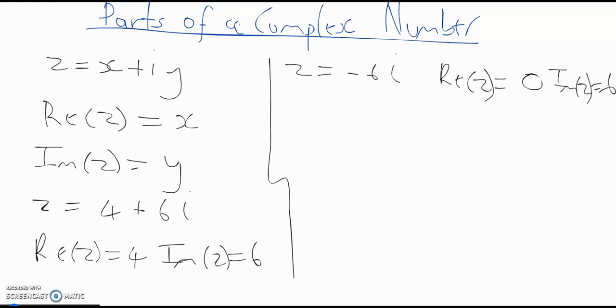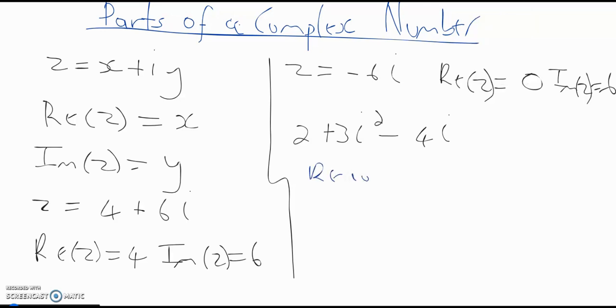Now let us look at a more complicated example. What if I had 2 plus 3i squared minus 4i? What would be the real part? Now, clearly, because we have powers higher than i, we have to simplify it. So we can actually recall.